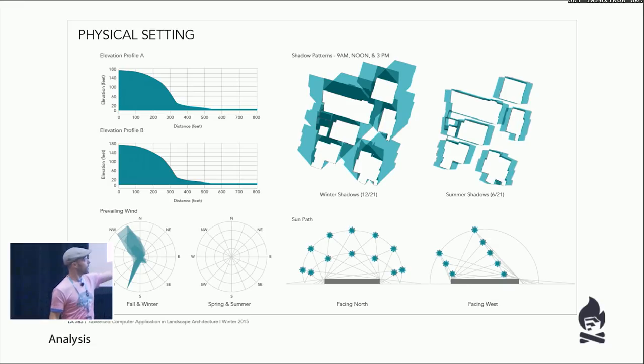But this is the analysis diagram. So this is looking at wind, solar on the top. Those are just shadows being exported from SketchUp. And then that's using a plugin called Solar Angle. I think it's called Keurig Sun now. I think it changed, or there's a new one.